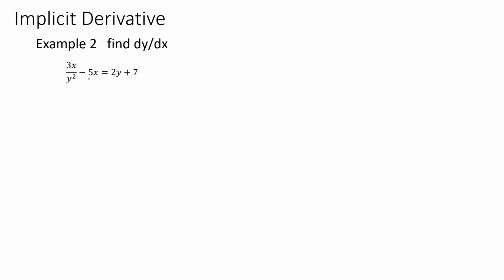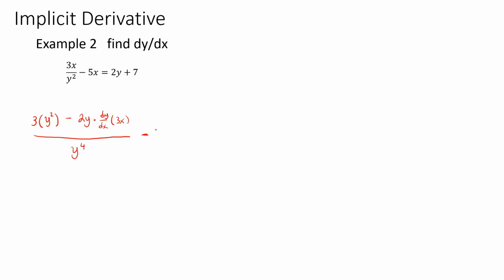So if you take the derivative of the first term using the quotient rule, you should get 3 times y squared minus 2y times dy over dx times 3x, all over y to the 4th. Again, notice that you took the derivative of 3x, which is the x, that's why we multiply by dy over dx. But in the second term, we took the derivative of y squared, which we get 2y, and in this case, we took the derivative of y, that's why we followed up with dy over dx.